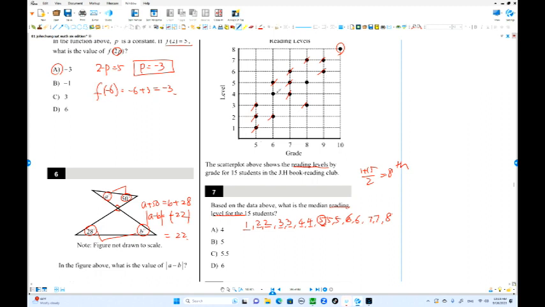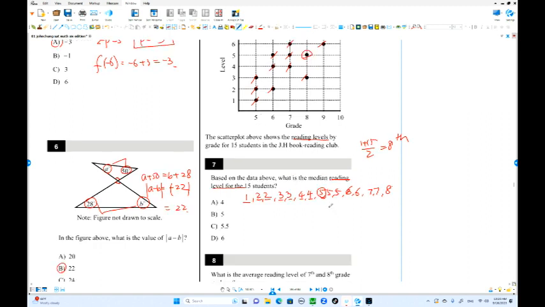Count from the top here, right? 1, 1. And this one, okay? Yeah, still 5 is the answer.